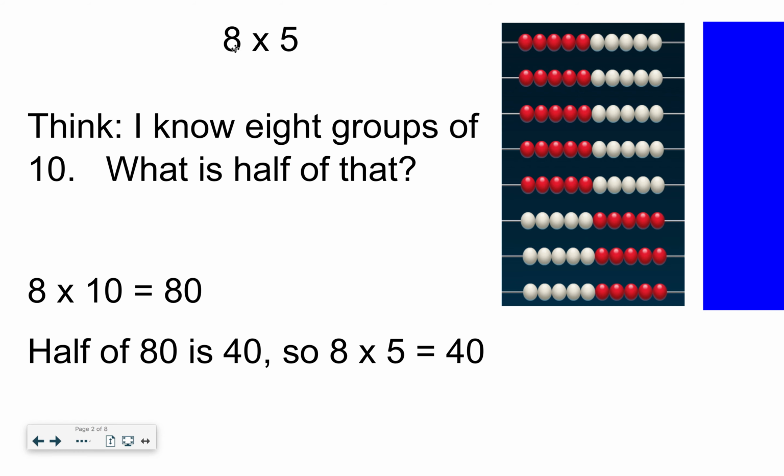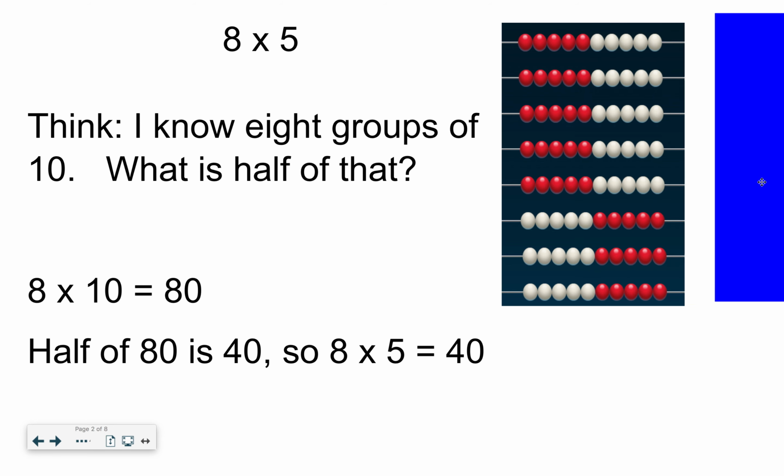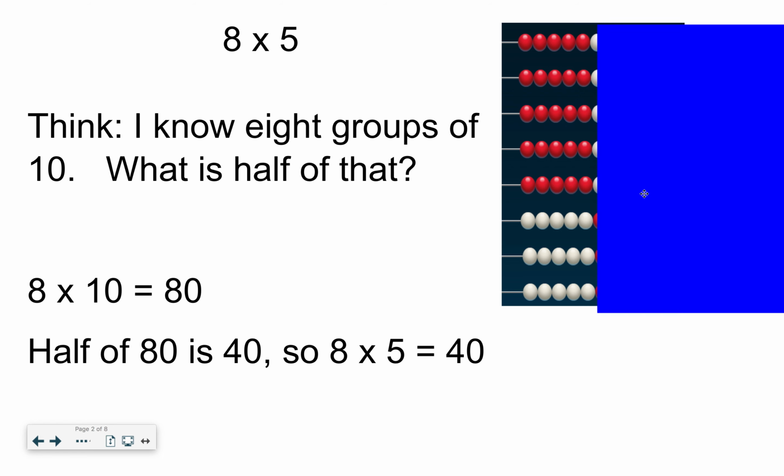But we know that my question was 8 times 5, so I really want to take half of that. If I know 8 times 10 is 80, if I break that in half, half of that is 40. So I know 8 times 5 is 40.